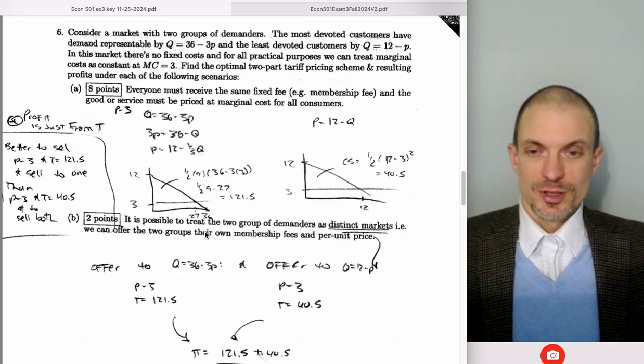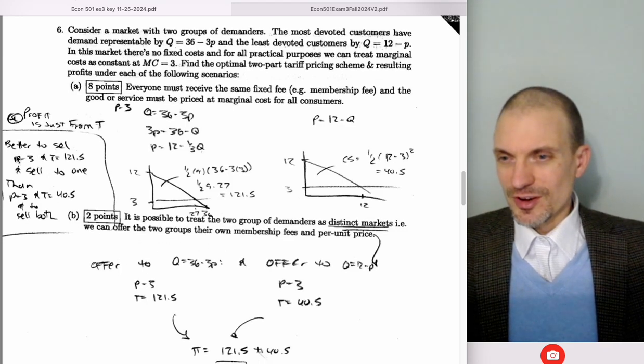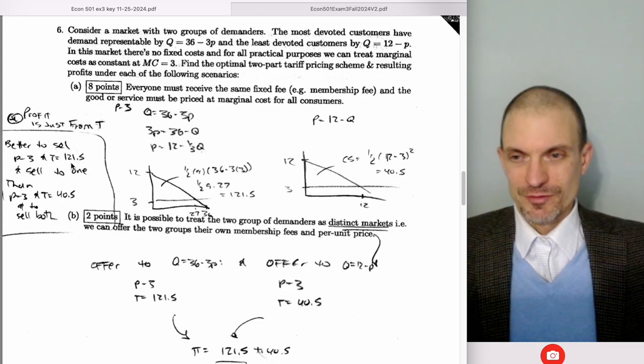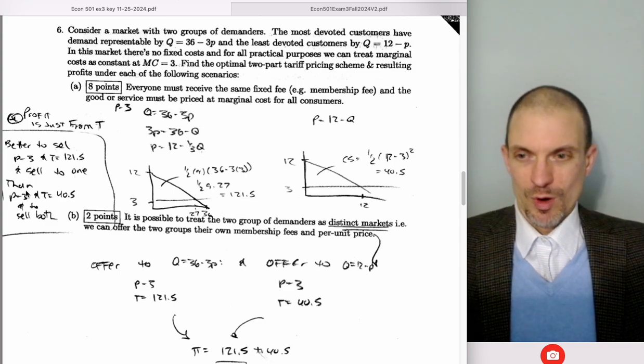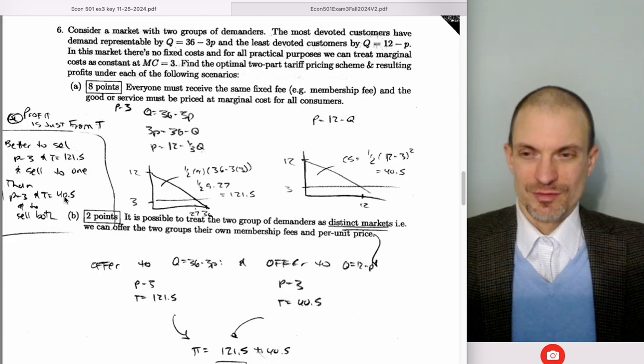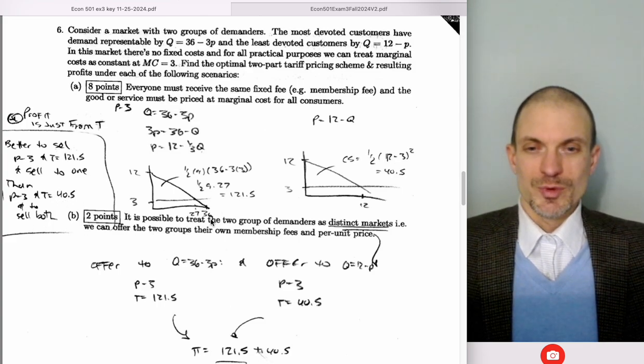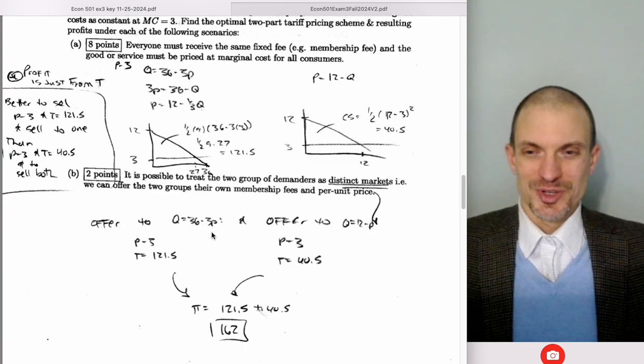For part 2, did I say this here? Yeah, I said it's better to sell at a price of 3 and a tariff of 121.5 and sell to 1 than to set the price of 3 and tariff of 40.5 and sell to both. All right, so when we can isolate those two demanders, what do we do?